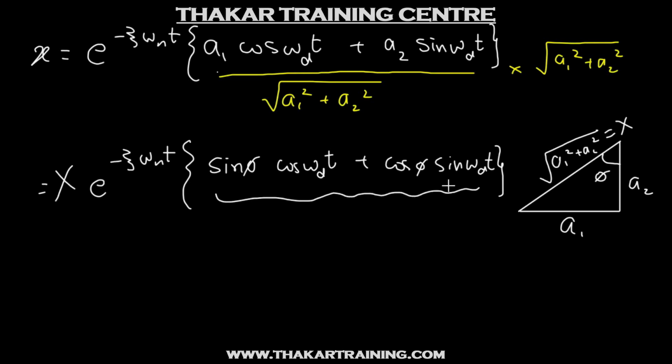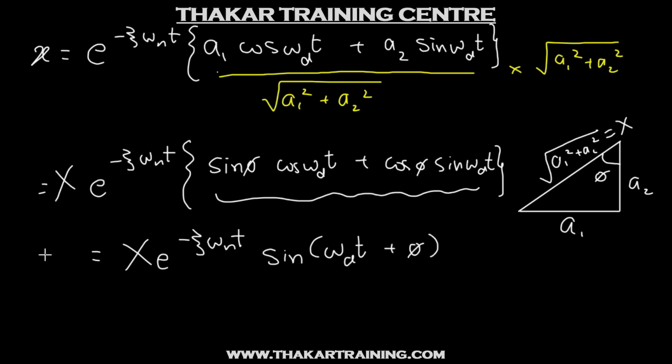This is the formula of sine of a plus b. So this is equal to X e raised to minus zeta omega n t, and then this is nothing but sine of omega d t plus phi. So this is the solution of the underdamped system. What I have just done is replaced A1 and A2, which were the two arbitrary constants, with two new arbitrary constants X and phi. So this X and phi should be determined from the initial conditions. Alright. But now this is a better form to look at.